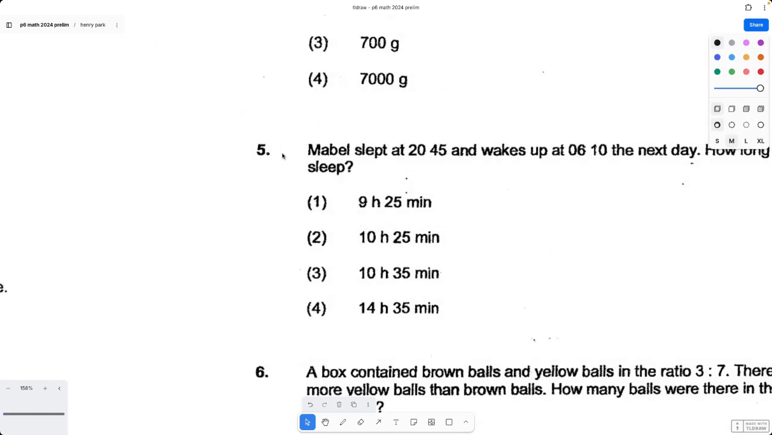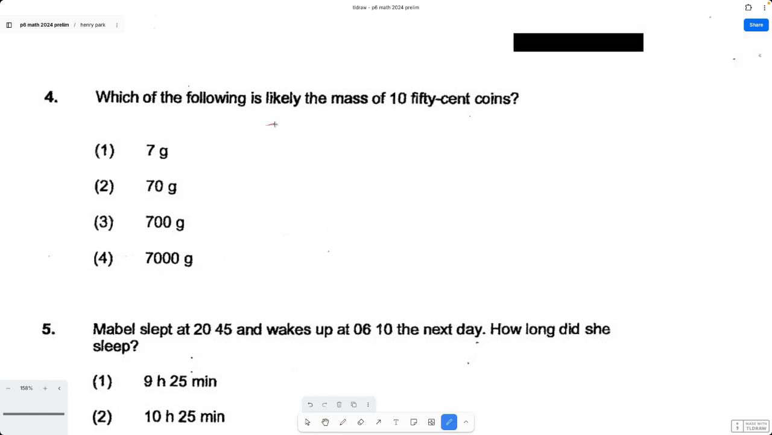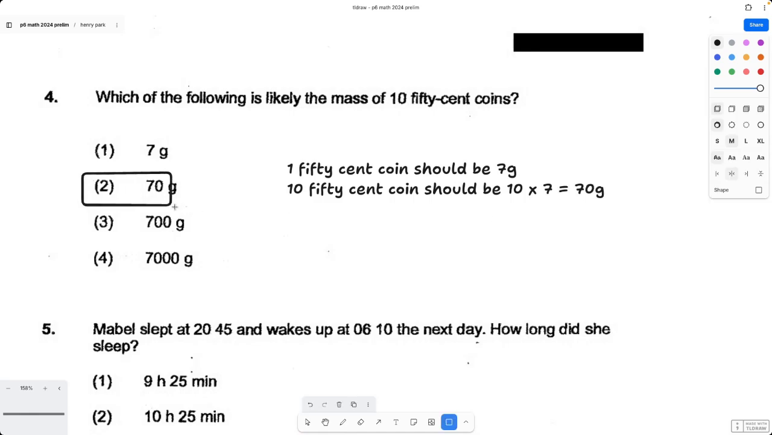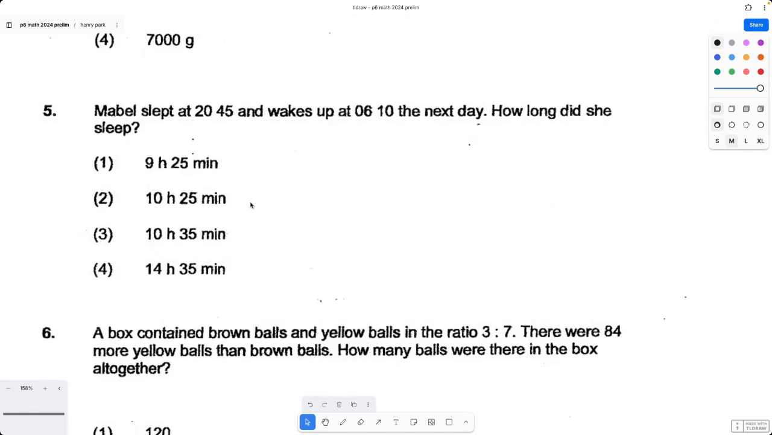Question number 4. It says here, which of the following is likely the mass of ten 50-cent coins? One 50-cent coin is roughly, you can think of, 7,000 grams, 700 grams, or 70 grams. In this case, usually one 50-cent coin should be 7 grams. So ten 50-cent coins should be 10 times 7, which is 70 grams. So the answer should be option number 2. Okay, let's move on to question number 5.